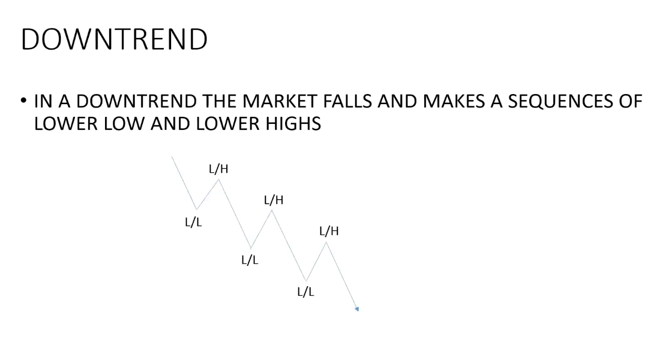And in a downtrend, the market falls and makes a sequence of lower lows and lower highs. It came from the top side, from the high, it came down, created a lower low, went back up, couldn't break that high, so it's a lower high. It broke the low, it came down, it broke the low, so it formed a new lower low, and so on. That's how we spot the downtrend.